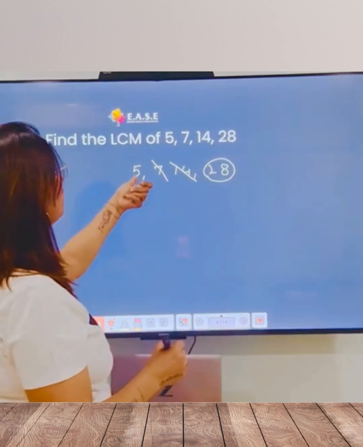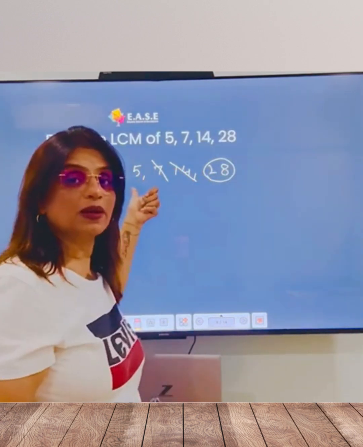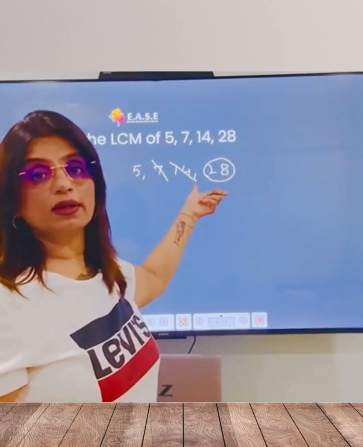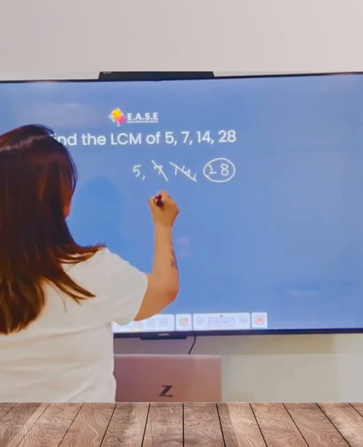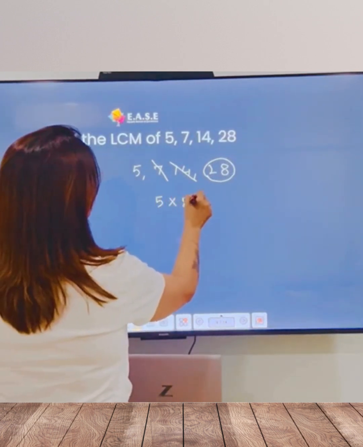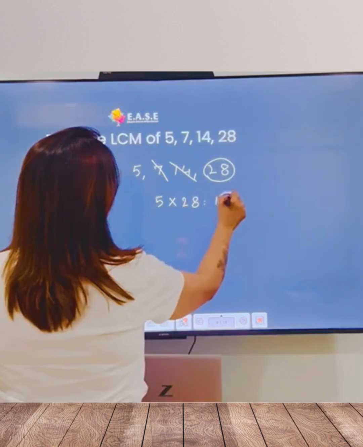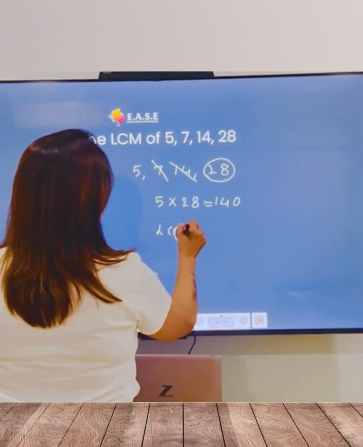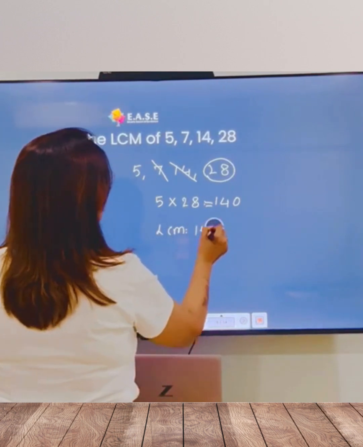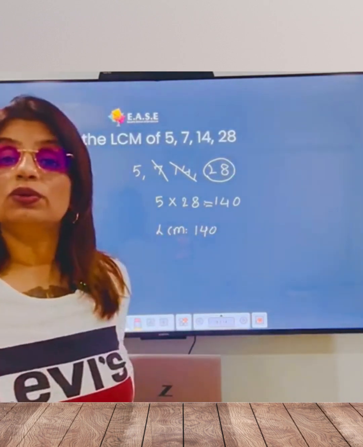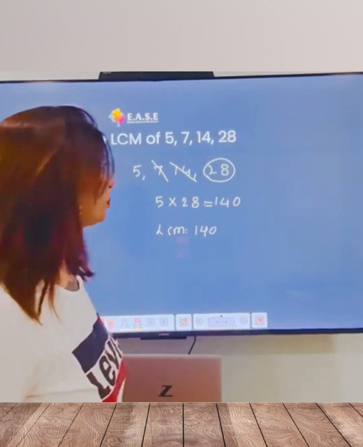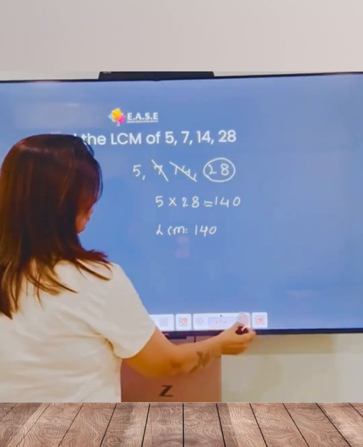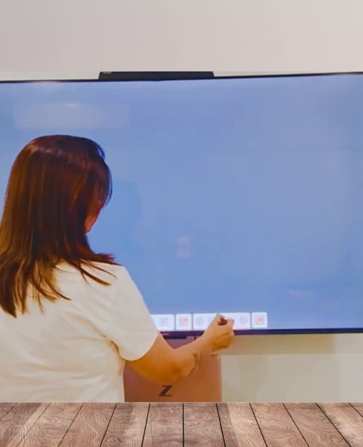Now you're left with 5 and 28. 5 is a prime number, so 28 will not come in 5's table. You simply multiply 5 into 28. You will get 140, and therefore your LCM is 140. Now I'm writing this, but you can actually do these things pretty mentally. Okay, now let's go to the next question.